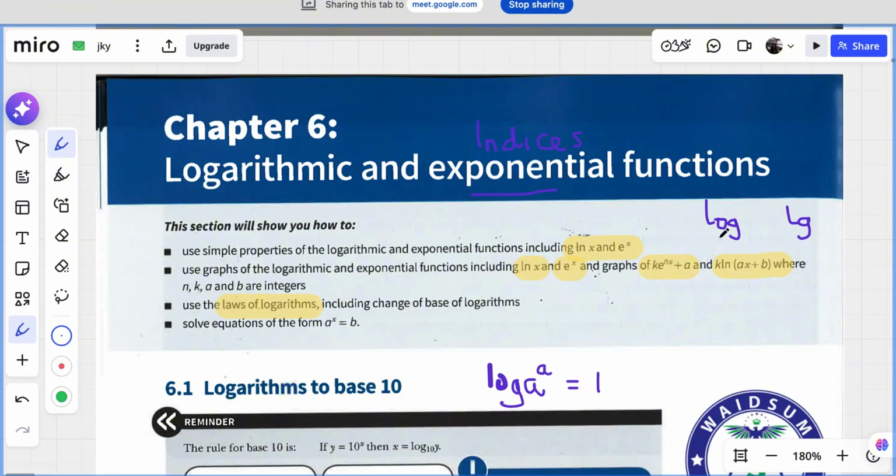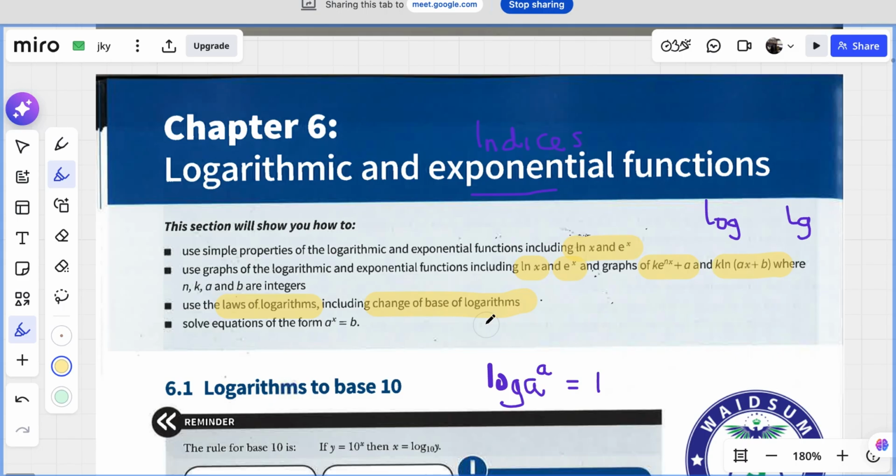These are the things we'll be looking at in the entirety of this chapter. One more thing we're going to look at is how to solve equations, apart from using the laws of logarithm, including the change of base. This is one important concept in logarithm. How do we change the base of a logarithm function?